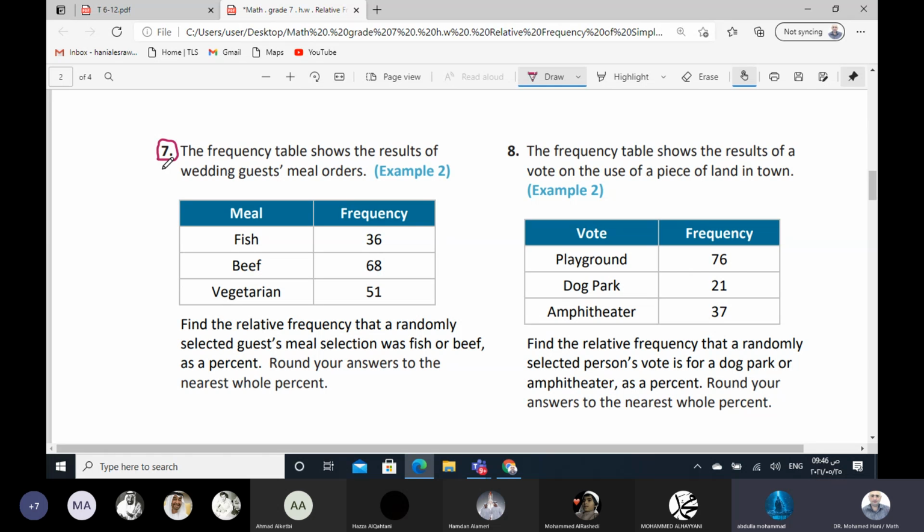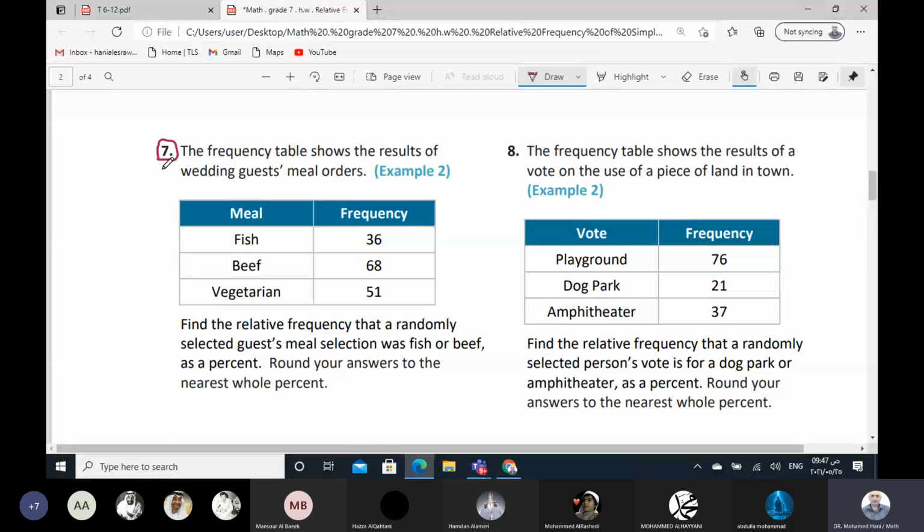Yes, Abdullah. The frequency table shows the result of the wedding guest meal order. Meals: fish, beef, vegetarian. Fish is 63, beef is 86, vegetarian is 51. Find the relative frequency that a randomly selected guest meal selection was fish or beef as a percent. Round your answer to the nearest whole percent.